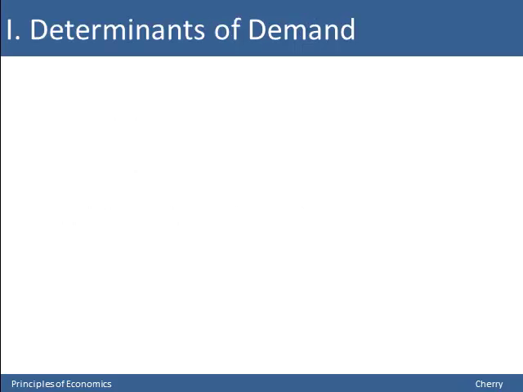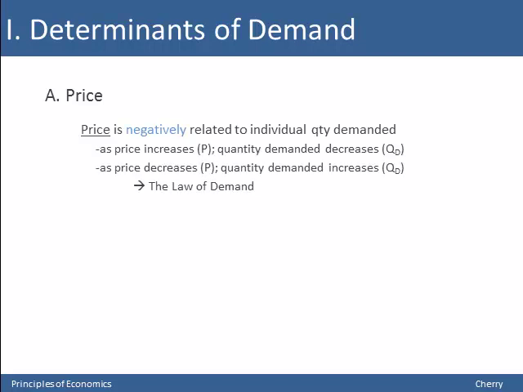Okay, first we're going to look at determinants of demand. The first one we're going to touch on is price. So obviously the price of a particular good is a big determinant of how much you're going to purchase it or whether you're going to purchase it at all, right? And we understand that as price goes up, quantity demanded is going to go down, and vice versa. If price goes down, you are more likely to buy more, and quantity demanded is going to go up. So this illustrates a negative relationship between price and quantity demanded, right? And this is essentially the law of demand.